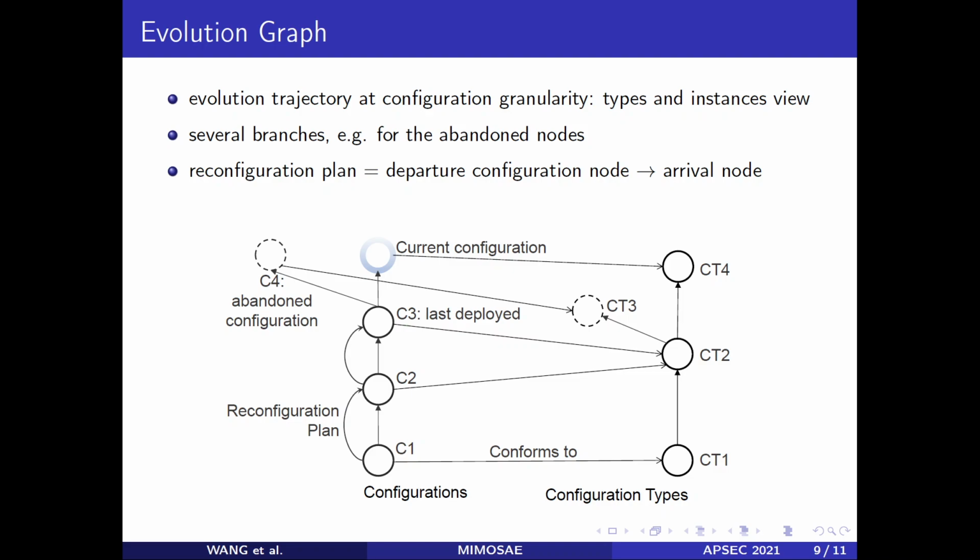In the figure, the graph has several branches, for example, for the abandoned node, and it is possible to roll back to another valid node. Based on our proposals, but not presented in this paper, we have engineered a prototype of an AI planner to compute a plan of actions of reconfiguration and an executor for automatic deployment.